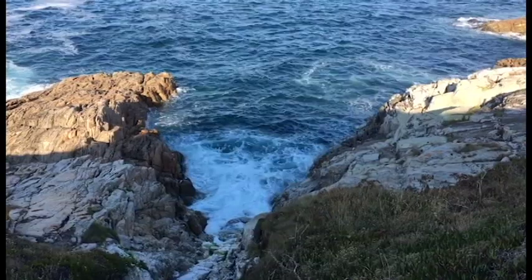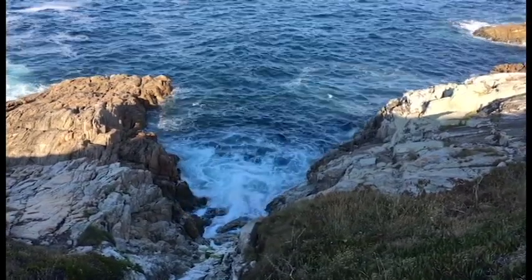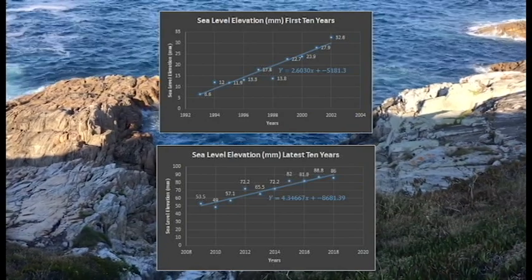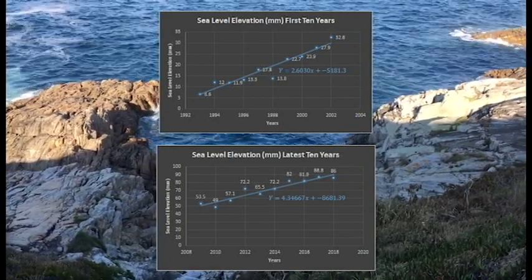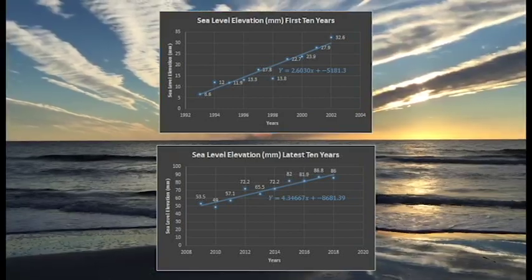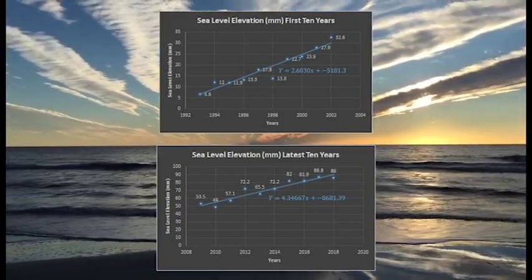The topic for my graphs is global sea level elevation. These graphs display the total global sea level elevation. Basically, this indicates how much the sea level has risen over time. The graph for the first 10 years has a positive linear trend line.